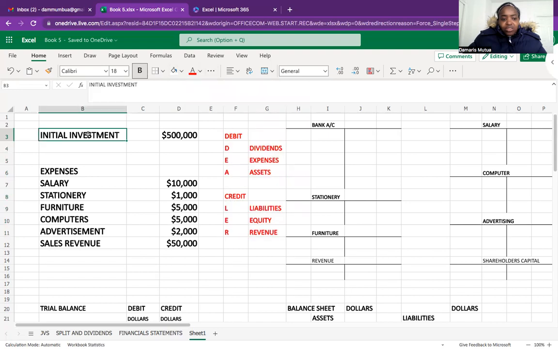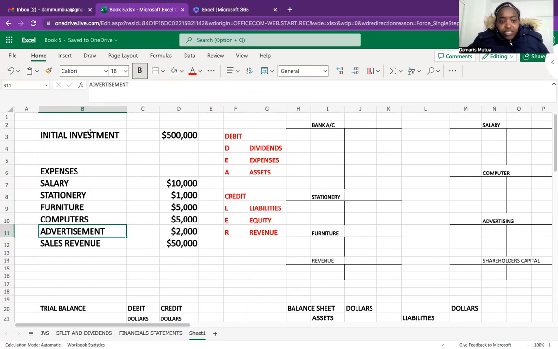My transactions are on the left. This is what we're going to be posting. We have the initial investment of $500,000. We have some expenses that we paid with the money we received from the shareholders, the owners. That is the salaries; we paid salaries. We bought stationery for the month. We bought furniture, a computer, advertisement, and we were also able to generate some sales revenue the first month. Wow, this is good. So basically that is what we're going to be posting.